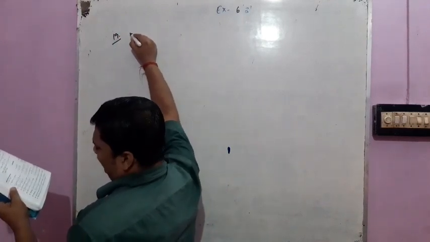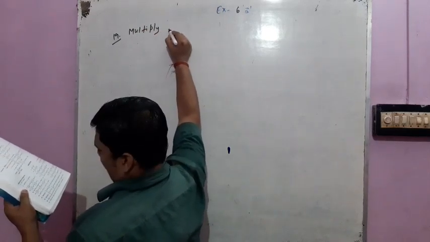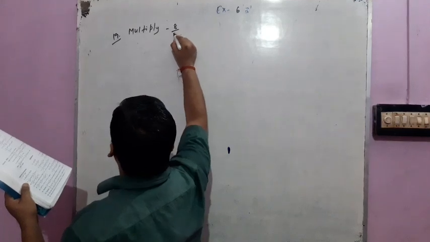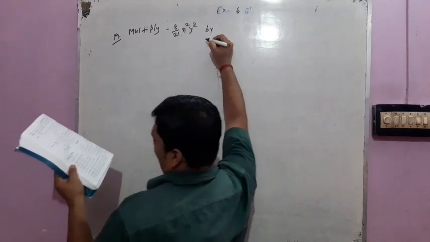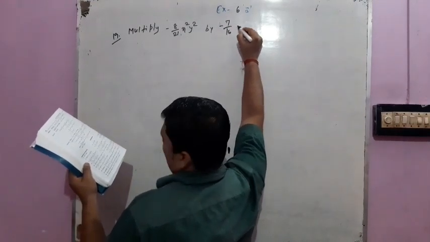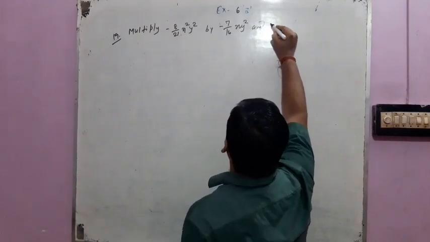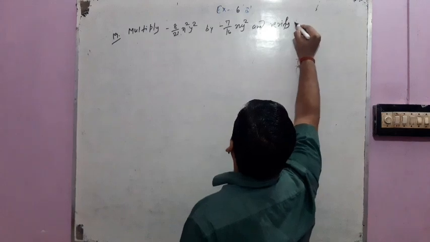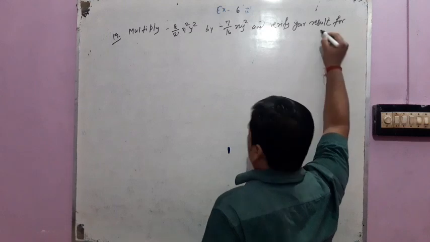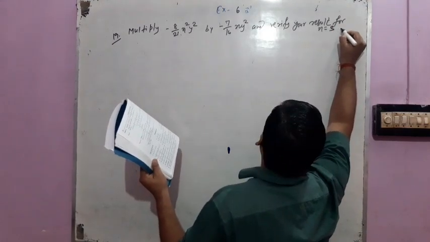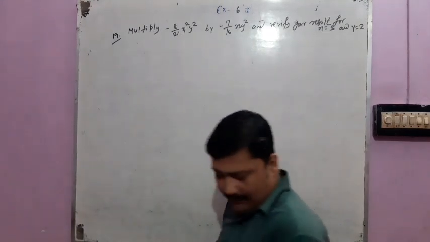In question number 19, the instruction is: multiply minus 8 by 21 x square y square by minus 7 by 16 xy square and verify your result for x is equal to 3 and y is equal to 2. Okay students, this one we have to solve here.